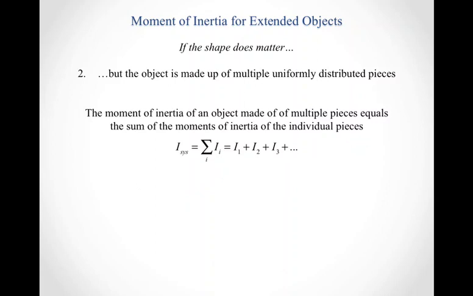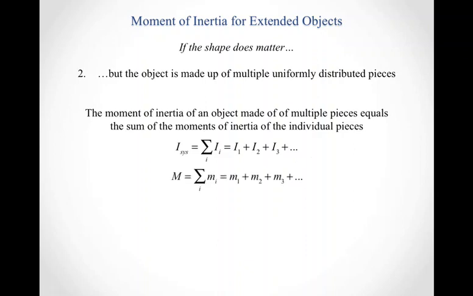Well, what if the shape matters but the object is made up of multiple uniformly distributed pieces? As we emphasized when we were talking about the moment of inertia of point particles, the moment of inertia for your system is just the sum of the moments of inertia of the individual pieces. Mathematically, if you've got a system made up of multiple pieces, the moment of inertia of your system is just the moment of inertia of piece 1 plus piece 2 plus piece 3 plus however many pieces you break your system up into.